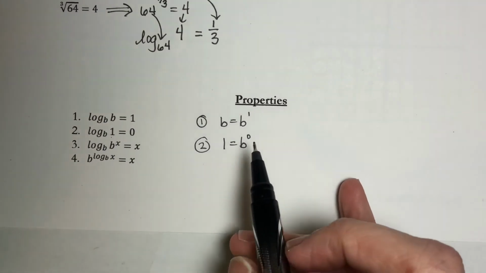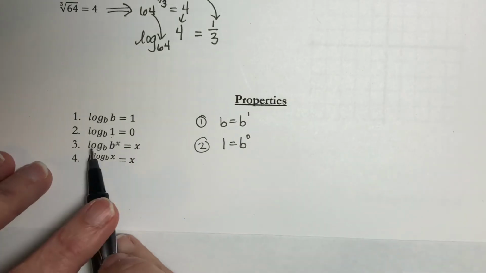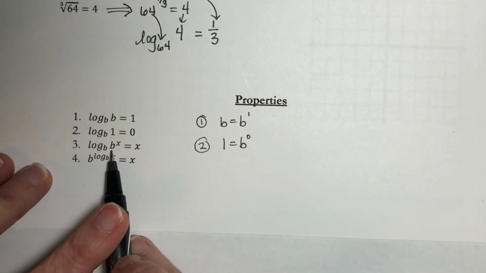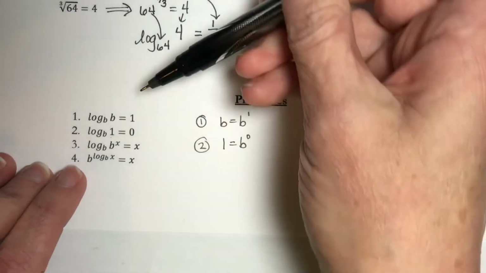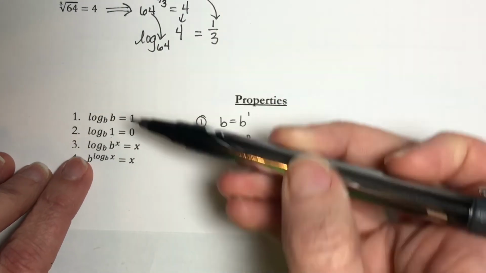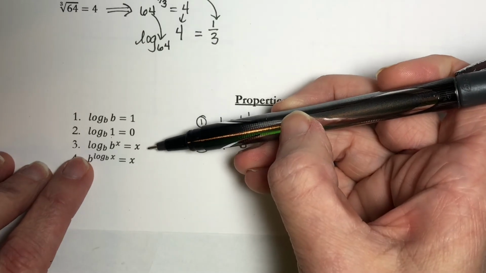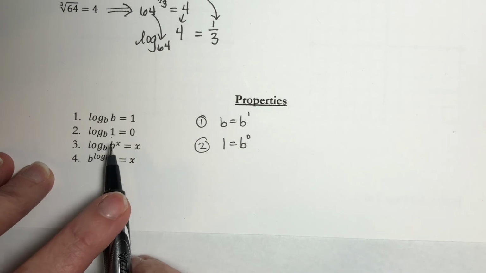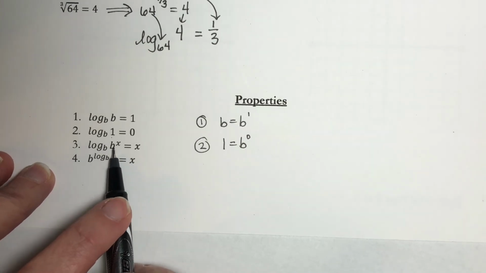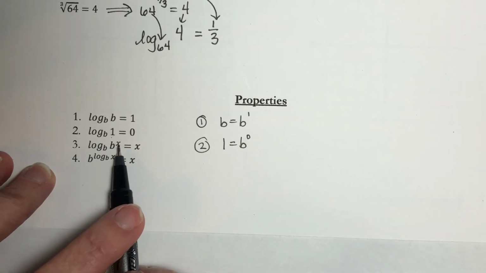Okay, now look here. Number 3, log base b of b to the x power is x. Each of these was actually a special case of this one, okay? This is saying if your base of your logarithm and you have a base of an exponential in here, if these two are the same, then your answer is your exponent.